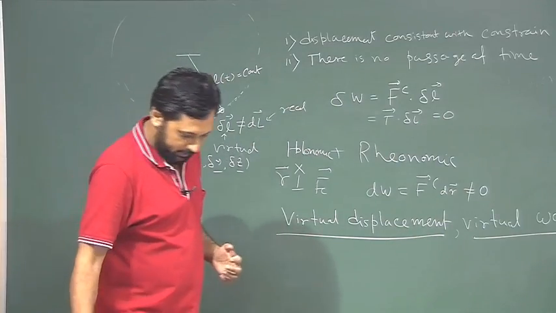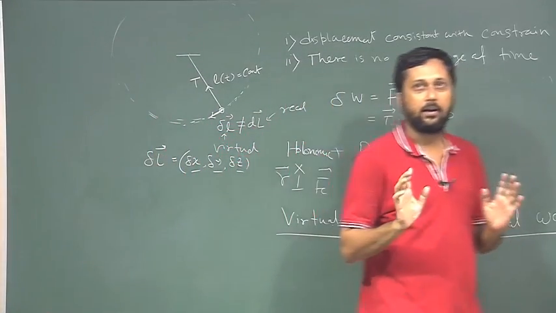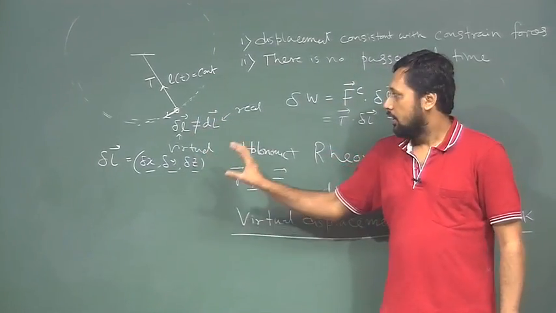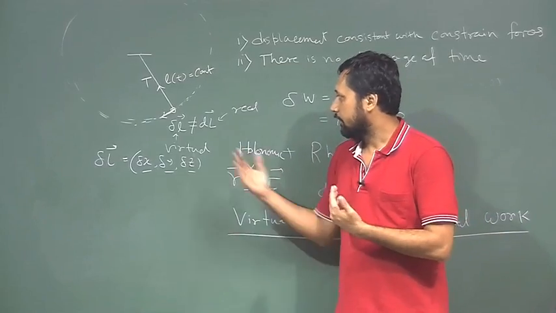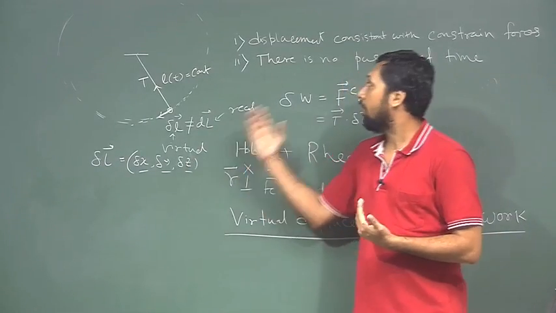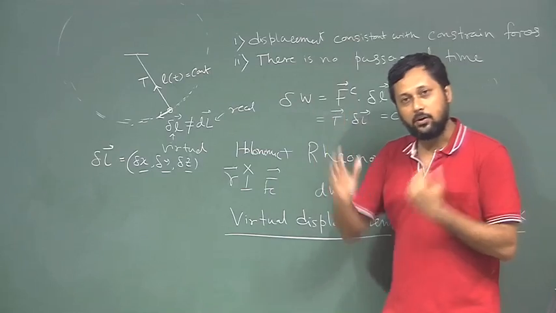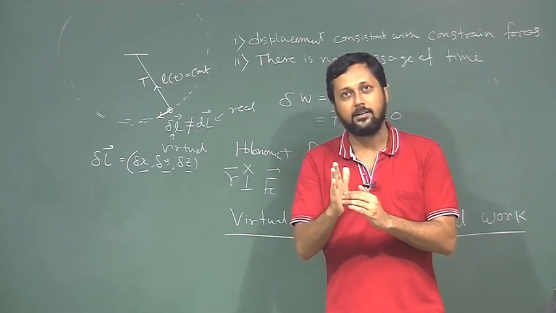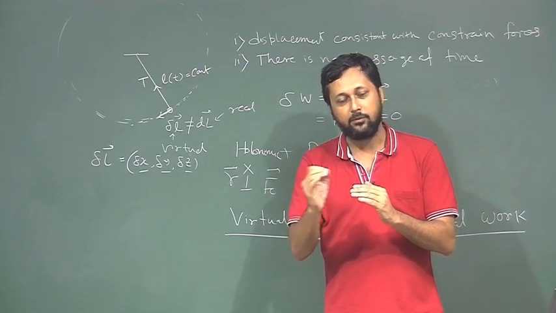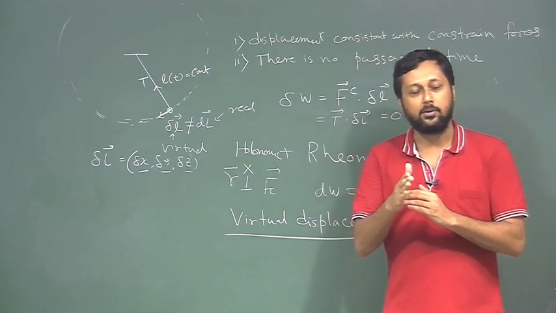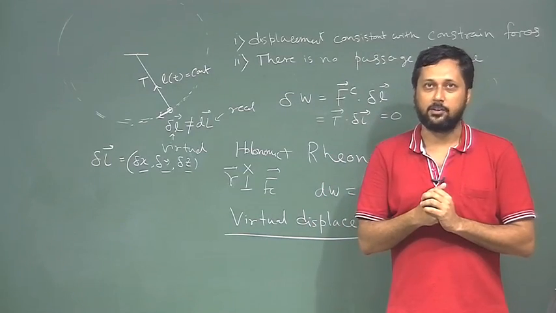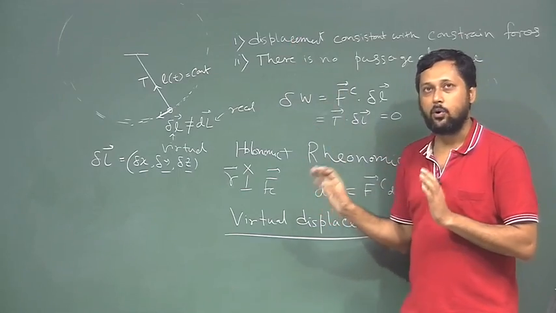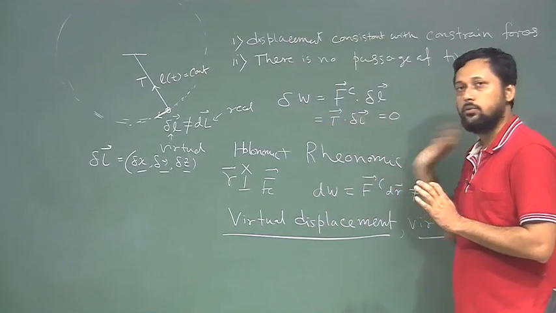Now what we did here, please understand carefully. We have constructed a virtual displacement which is at par to the forces of constraint, and because there is no passage of time, at any instantaneous time, at that particular moment forces of constraint have to be perpendicular to the direction of displacement. So, these two properties combined, a virtual displacement always produces a virtual work which is equal to 0.